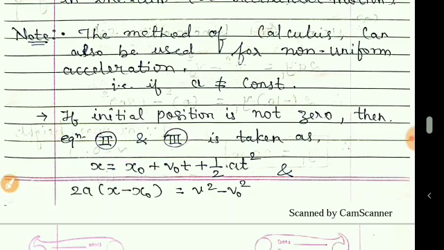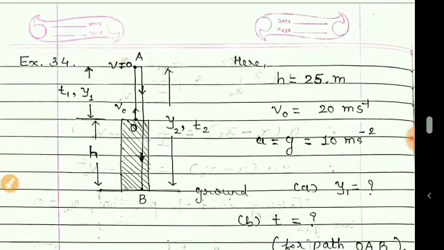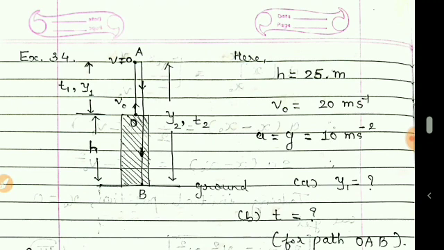Now next is example number 3.4. Before I start this example, I want you to go through the statement. Students, always read the statement one time. If you are not able to understand the statement, then read it 2 times, 3 times. But it is required for you to first understand the given condition: what is given in the statement and what is to be found out.